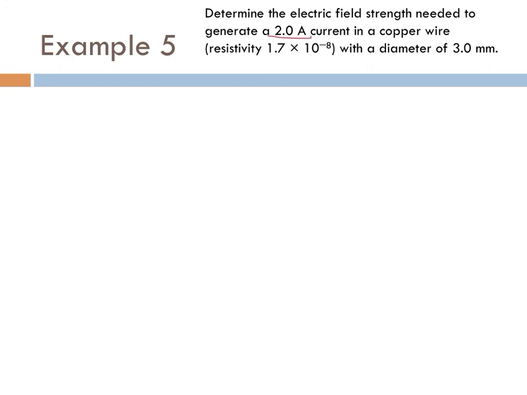Again, let's go ahead and just label all of our information. We have a current of 2 amps. Our resistivity, rho, is 1.7 times 10 to the negative 8. And then a diameter of 3 millimeters, or 0.003 meters. Again, that information is not entirely useful. It's actually better if we convert this to radius, which is 0.0015.